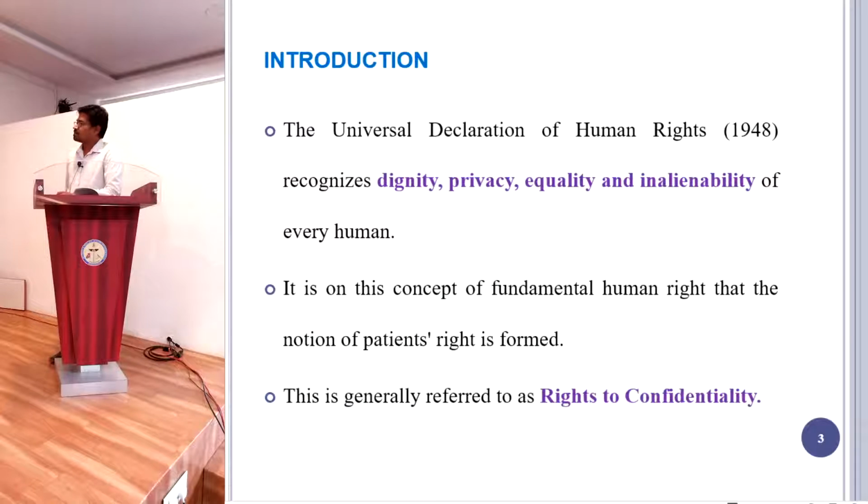So, introduction. This slide shows you the history of confidentiality. The Universal Declaration of Human Rights recognizes dignity, privacy, equality and inalienability of every human. It is on this concept of fundamental human right that the notion of patient's right is formed. This is generally referred to as rights of confidentiality.